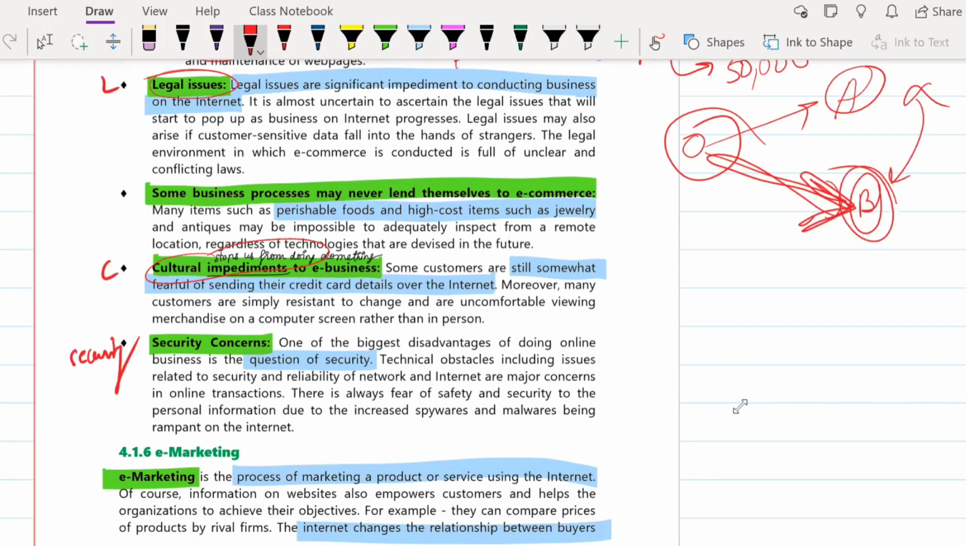So this is cultural impediments to e-business. Even though they want to use e-business, these are cultural stoppages, or impediments, that they have to using this. So that is one disadvantage.